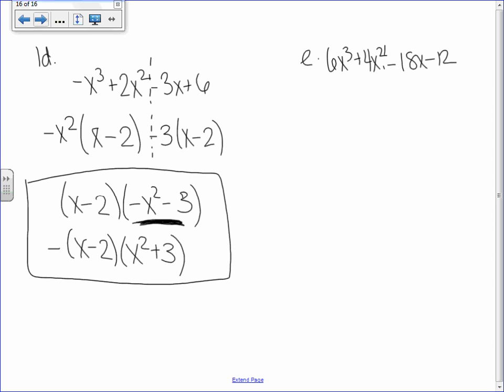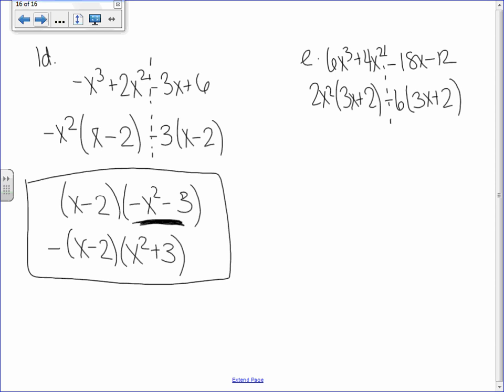Alright, so I draw my line down the middle. In my left-hand group, I can pull out a 2x squared, and I'm left with 3x plus 2. And on the right-hand side, my first term is a negative 18, so I'm going to pull a negative 6 out, and I'm going to be left with 3x plus 2.